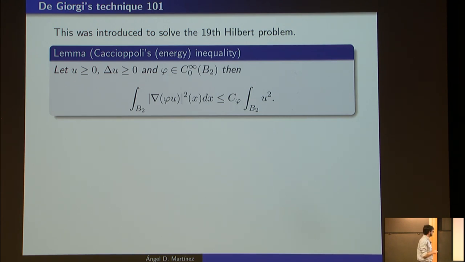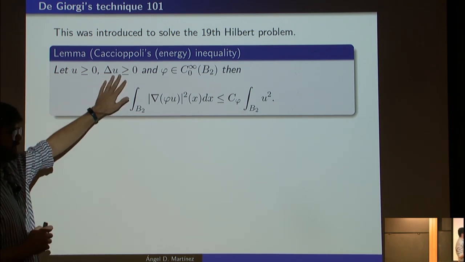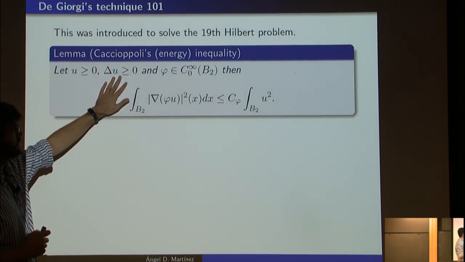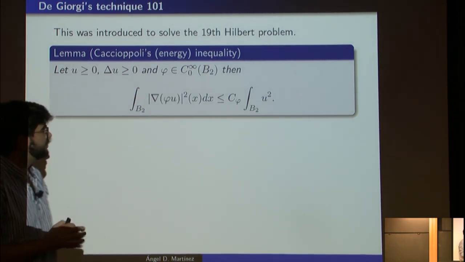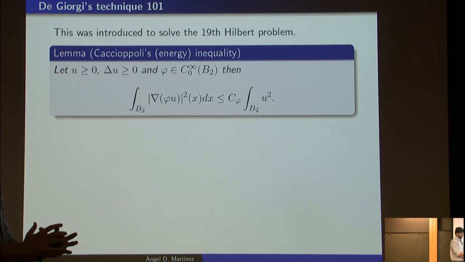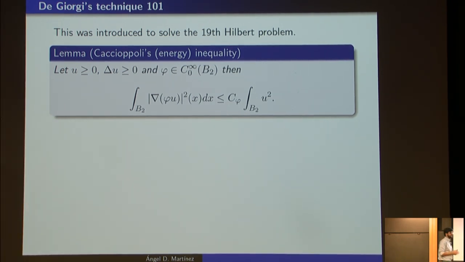One ingredient is this energy inequality, which I just wrote in the easiest case. Imagine that you have a function which is positive and subharmonic, so that it satisfies this kind of inequality. Then you take a phi which is compactly supported on a ball of radius 2. Then this inequality holds true, and it follows by some trick in doing integration by parts.